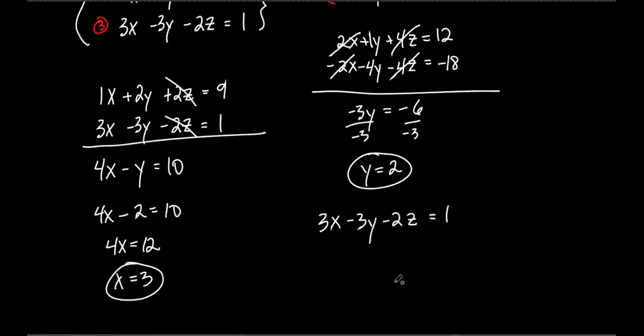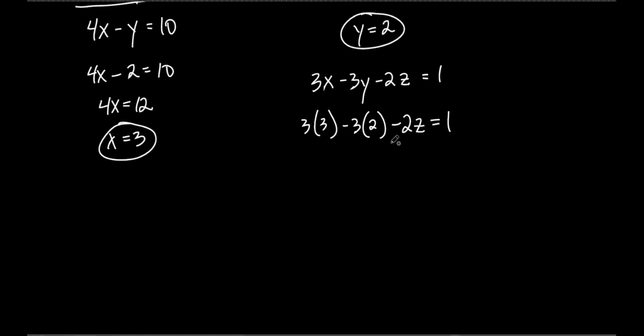So let's start substituting. So I know what x is, so it's 3 times 3, minus 3 times y. I know y. It's 2. And I don't know z. That's what I'm solving for. So I put just minus 2z equals 1. See what I did? All I did was rewrite that third equation. But now I just stuck in x and I stuck in y. It's like a double substitution. Now I can solve for z and I'm done. That's it. So let's do it.